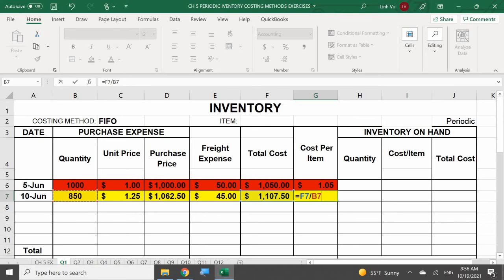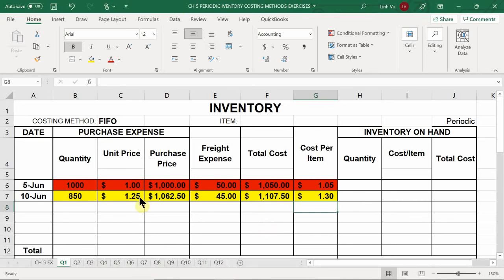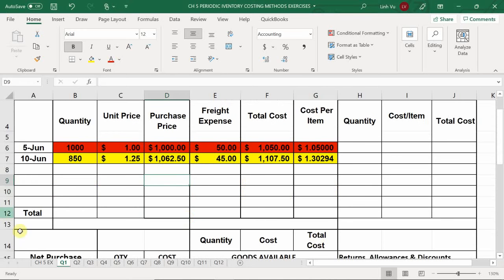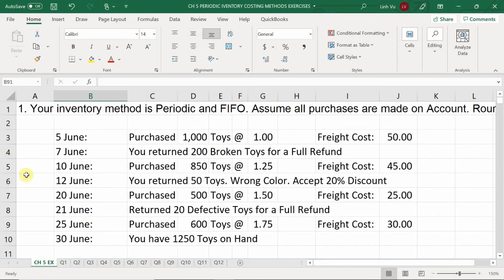The whole number? Because it's $1.30294117. Okay. All right. So then here we recognize that this is an unrounded number. Whereas this one, right? When we solved for it, it came out pretty even, right? So in this case, we're dealing with unrounded numbers here, so it's $1.30294. Okay, good. Okay. So then, let's take a look at what happened next.